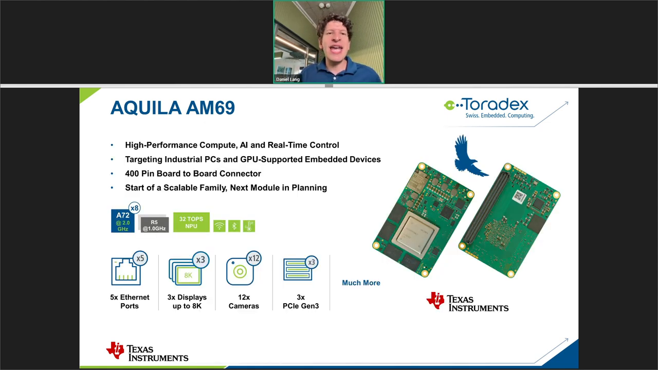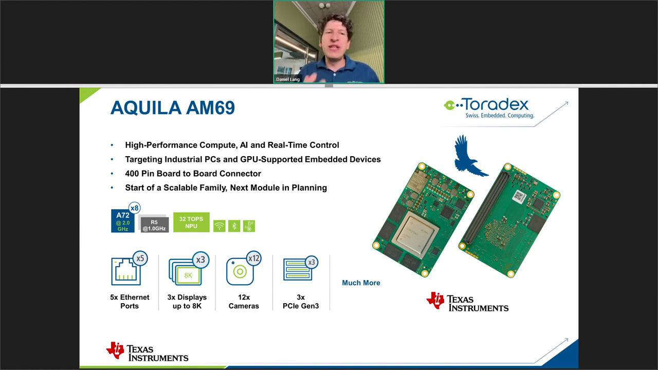So the Aquila AM69 features the AM69 from TI. And you get eight big A72 cores. You get two real-time R5 cores. So, for example, you can use them to offload real-time tasks. So you may have an AI model, but you may still need to control motors or stuff which needs very low latency, needs hard real-time. You can utilize these R cores. And then, of course, for this presentation, I think most interesting is the very strong deep neural network accelerators with 32 TOPS. Also, you get Wi-Fi, Bluetooth, extended temperature, right?